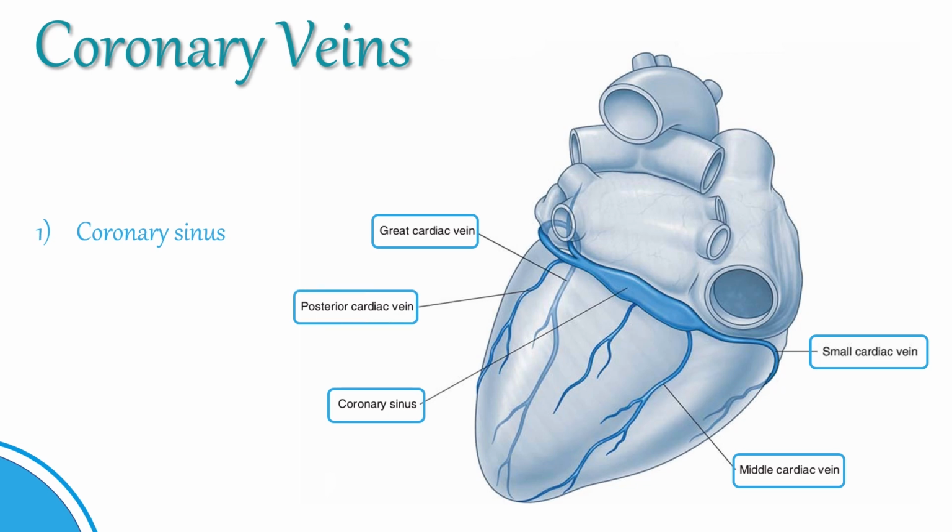The heart also has anterior cardiac veins, which drain directly into the right atrium, bypassing the coronary sinus, and Thebesian veins, which are small veins that drain directly into the heart chambers, particularly the right atrium and ventricle.